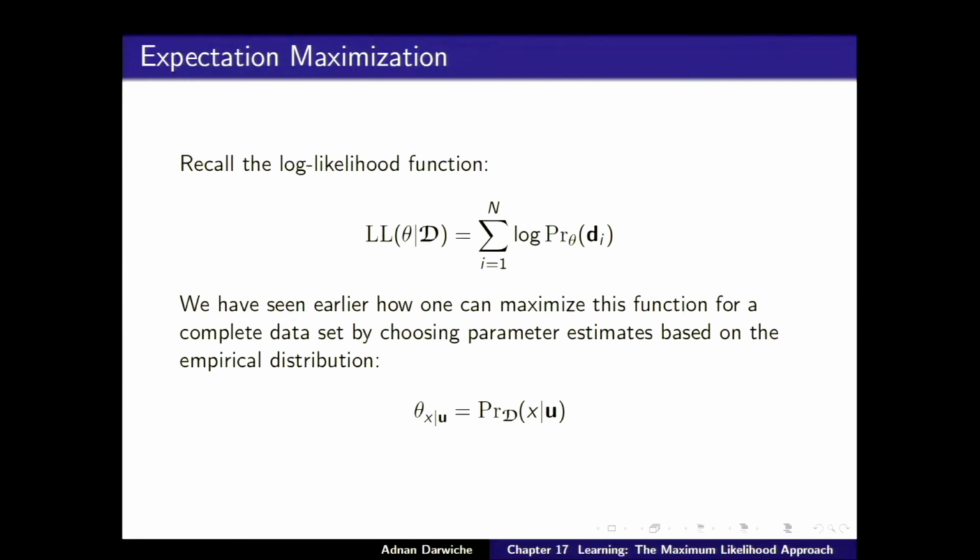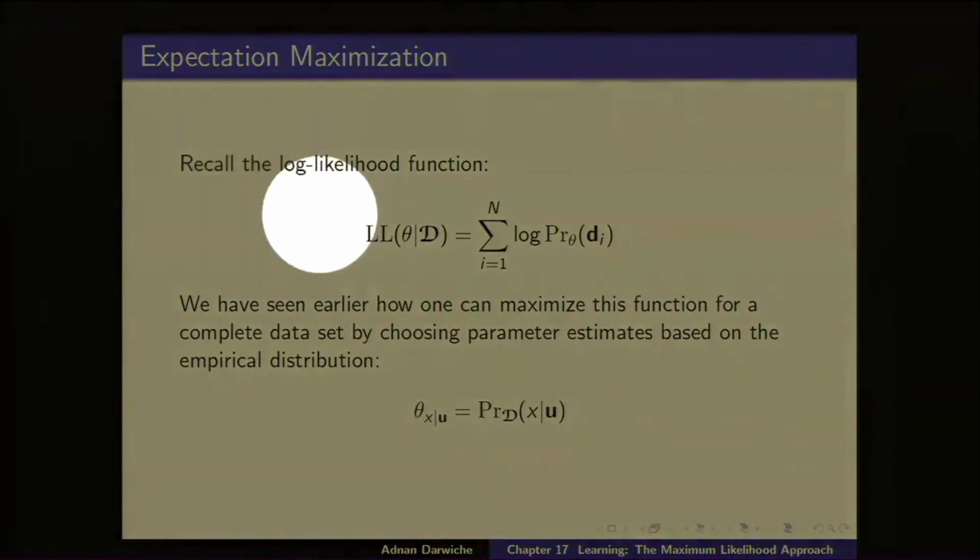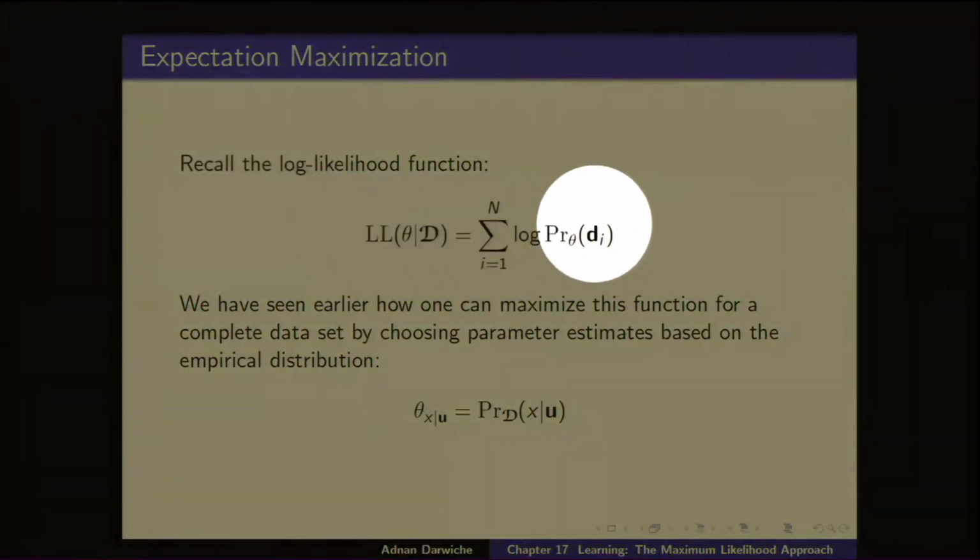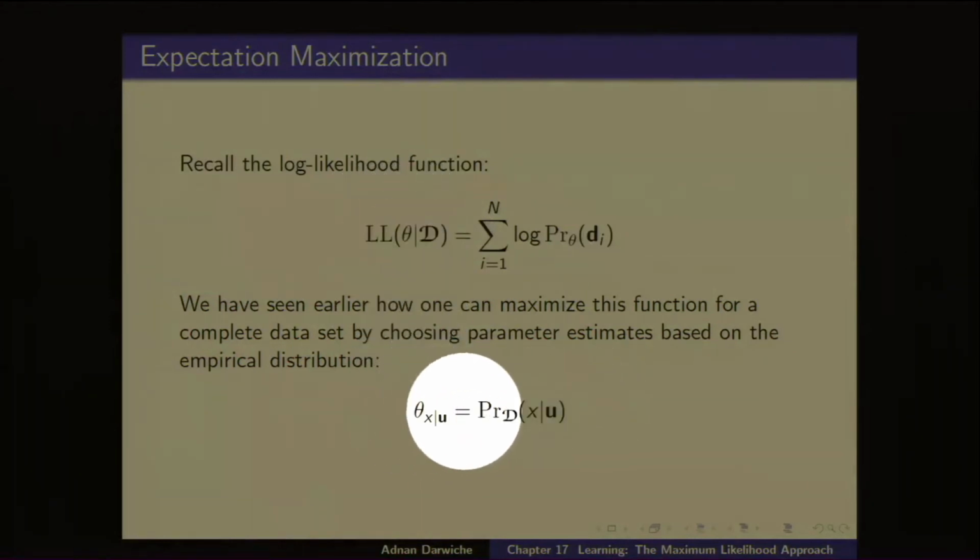The analogy here is with the complete data case. If you look at the complete data case, we had the likelihood, the log likelihood, and we said we want to optimize that. Then we found that the empirical probability does that.